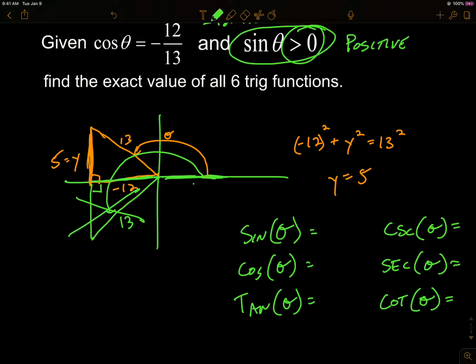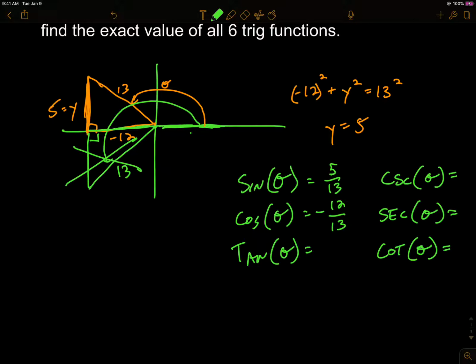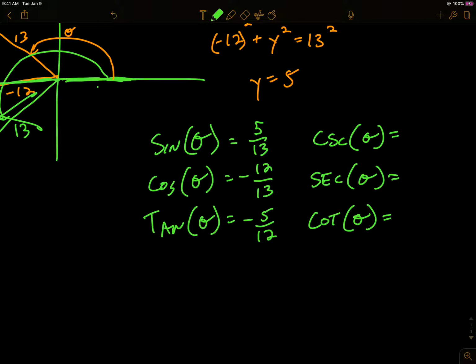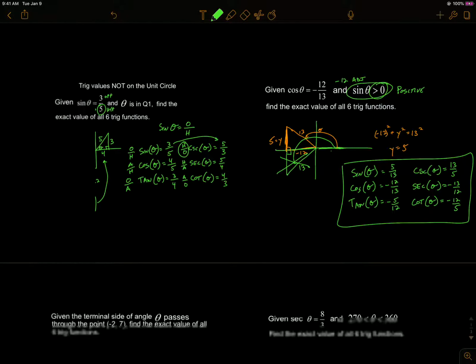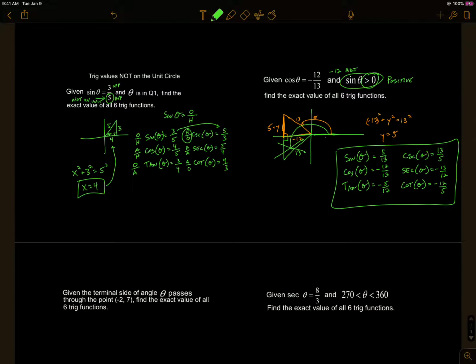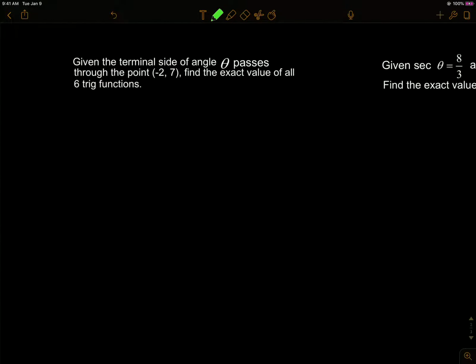So they tell us that the cosine is negative 12 over 13. The sine is going to be 5 over 13. And then the tangent is going to be opposite over adjacent, so negative 5 over 12. So now when we want to take the reciprocal of all these, it's 13 over 5, negative 13 over 12. I'm just flipping all these fractions. And negative 12 over 5. There's our answer. Okay, so these get a little trickier when they're not on the unit circle, but this is how we do it. All right. Now let's look at this last.